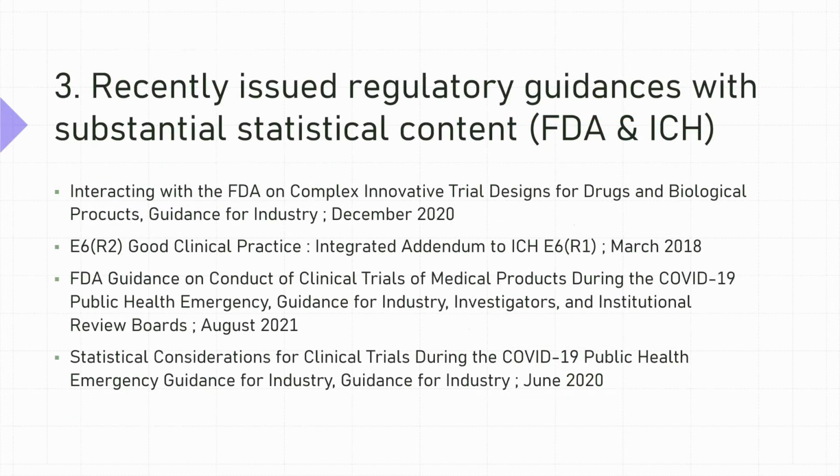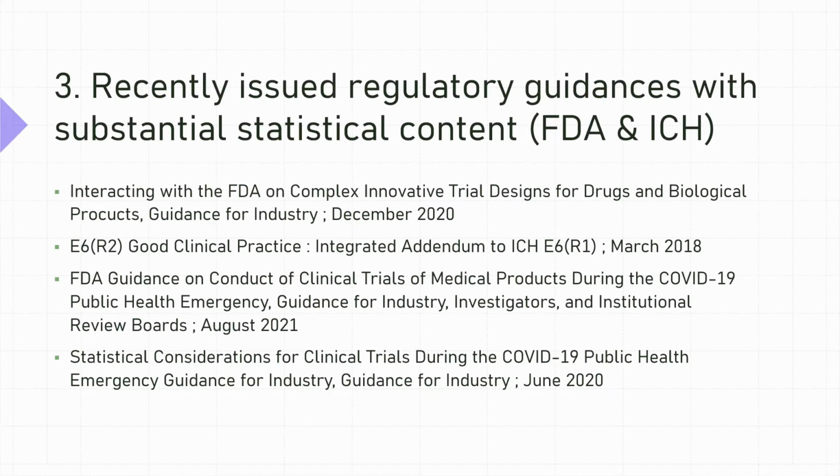So following up with more guidances that have substantial statistical content, there is a guidance that speaks to interacting with FDA on complex, innovative trial designs for drugs and biologics. That was issued last year. There was an E6 good clinical practice update, which is integrated addendum to E6, came out in March of 2018. That gets into the quality by design issue, central monitoring.